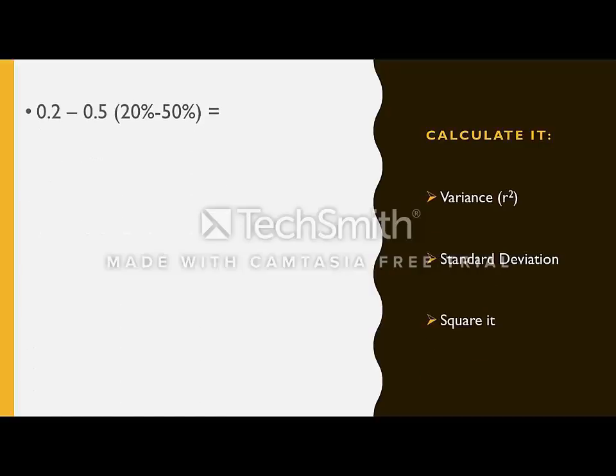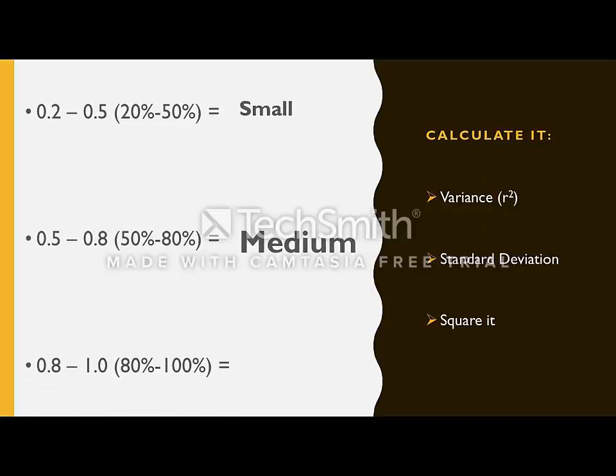If our effect size falls between 0.2 and 0.5, it's small. If it falls between 0.5 and 0.8, it's medium. If it falls between 0.8 and 1, it's large. So the result is significant. Whatever the percentage is, that's how much the correlation accounts for the variance.